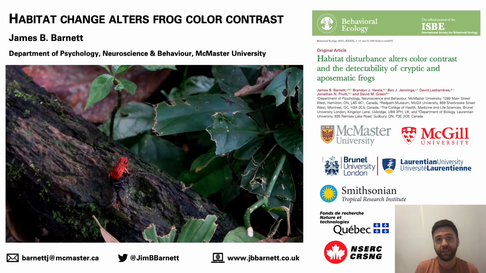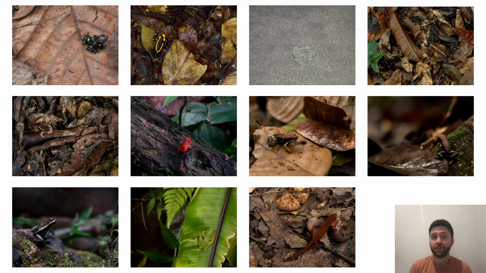My name's Jim Barnett. I'm a postdoc at McMaster University where I work on animal coloration. Today I'm going to be talking about some of my recent work into how human disturbance may affect the visual ecology of poison frogs. So animals use colour for a huge variety of different functions, and I just want to illustrate that with some of the different species of amphibian that we've been working on in our lab recently.